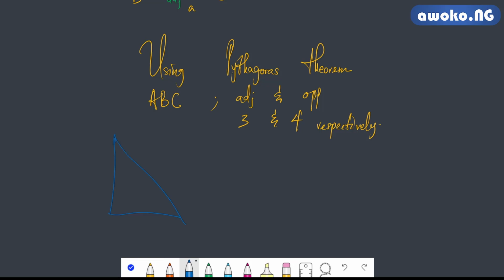Now this is the right angle triangle where let's take this to be our theta. Is that okay? Let's take this to be our theta while this is the opposite. They said the opposite side is 4 while this automatically becomes the adjacent, and the adjacent side is 3, and the hypotenuse side is what we are looking for. Let's call them A, B, and C. A is our opposite, B is our hypotenuse, while C is the adjacent.